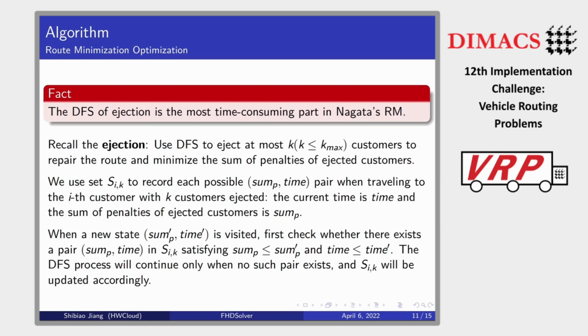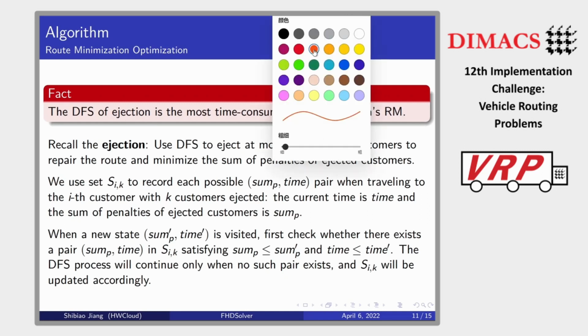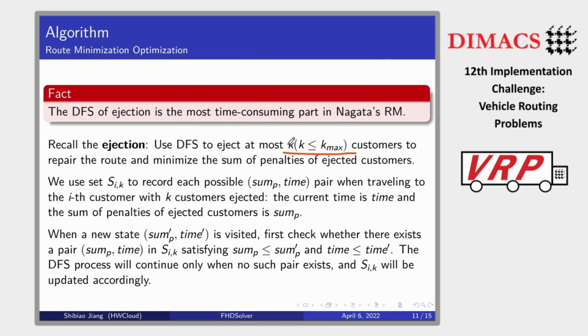Let's recall the ejection. We use DFS to eject at most K customers to repair the route and minimize the sum of penalties of ejected customers. We add a set SIK to record each possible sum-time pair when traveling to the ith customer with k customers ejected before. So the sum P means the sum of penalties of ejected customers, and the time means the current time.